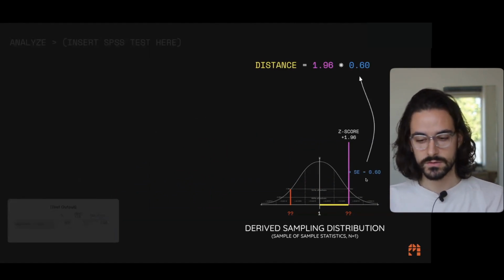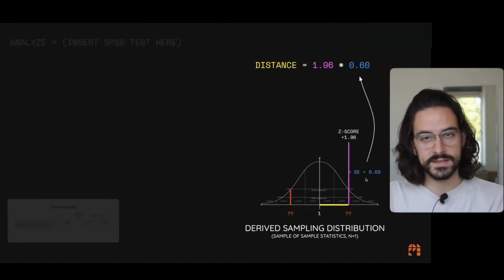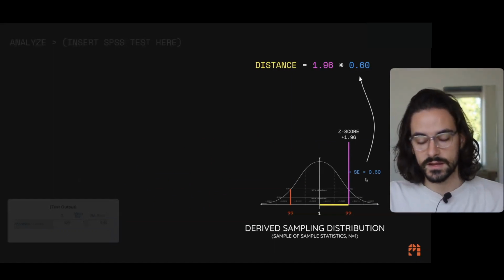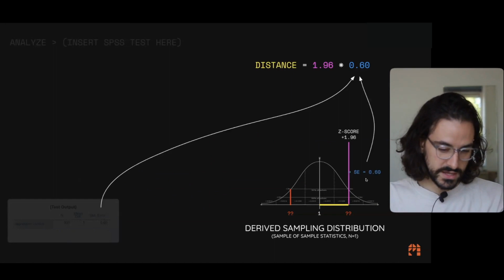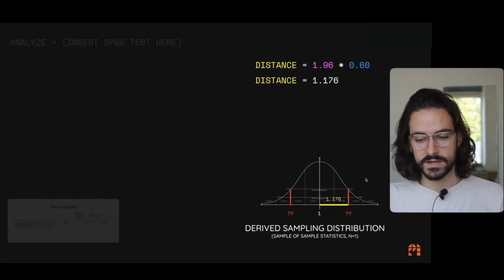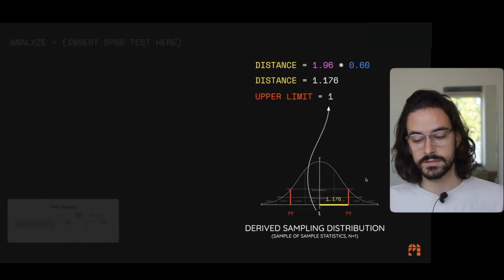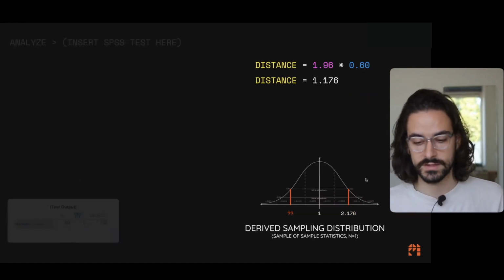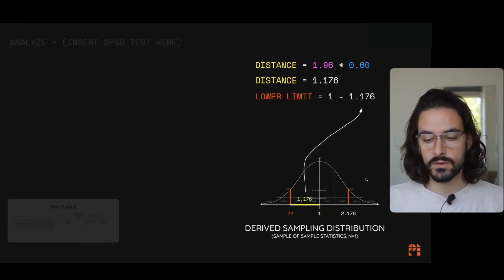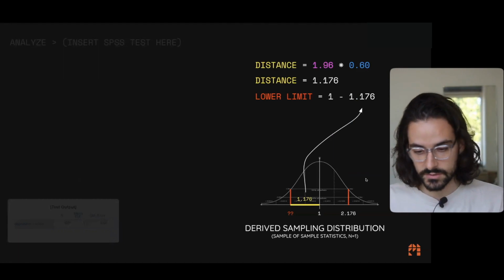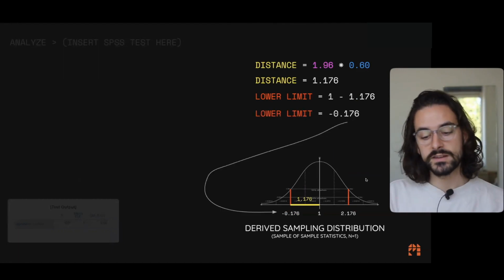We plug in 1.96 because that's the z-score of the cut point, and we multiply it by the standard error that we're getting from the SPSS output. That gives us 1.176. So the upper limit is 1 plus 1.176, which is 2.176. We can do the same thing for the lower limit. We know the distance, so we can just mirror it because it's perfectly symmetrical, and we subtract, so it's minus 0.176.